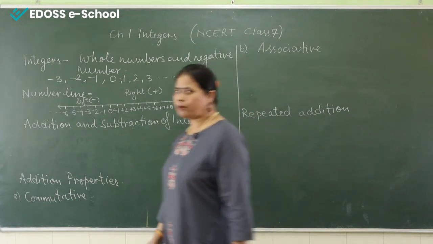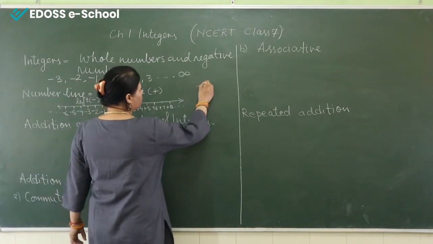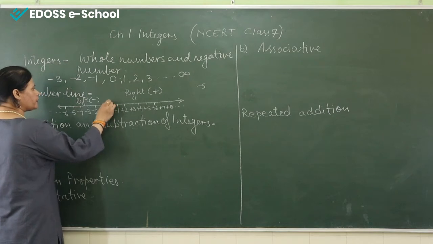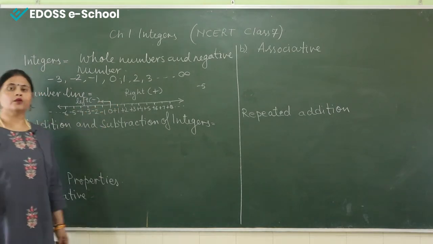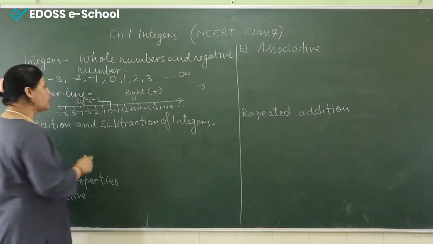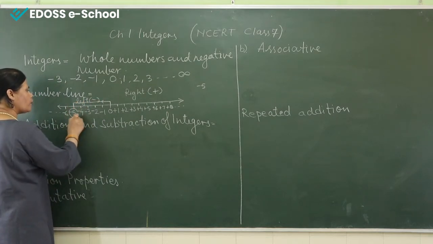Now how do you plot integers here? See here, if I am asking about -5, from the 0 you have to move on the left hand side, the minus side, and stop at 5. So this is your -5.